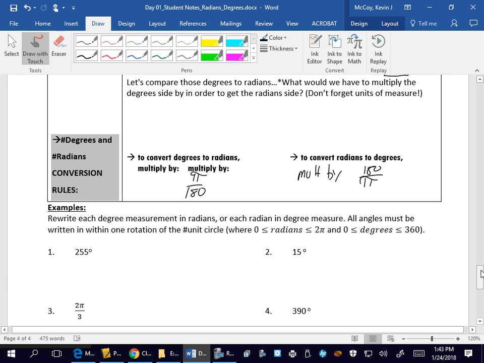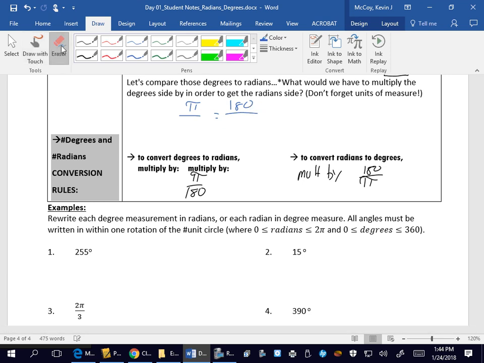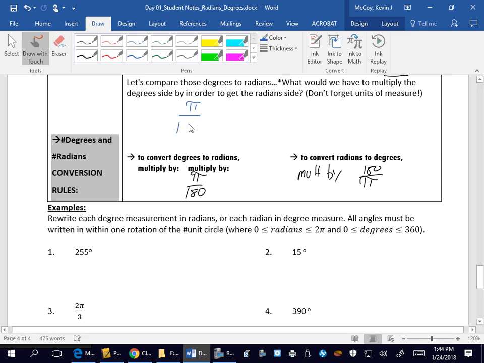If you remember the relationship, and this is why I said that this is important, that pi is the same as 180. And you can do this in two different ways. Matter of fact, let's change that. We'll do it like this. Pi is equivalent to 180. So that ratio right there is 1. Pi over 180 basically is 1.